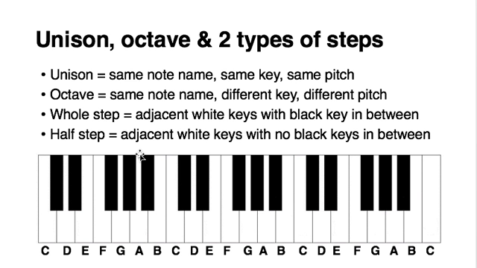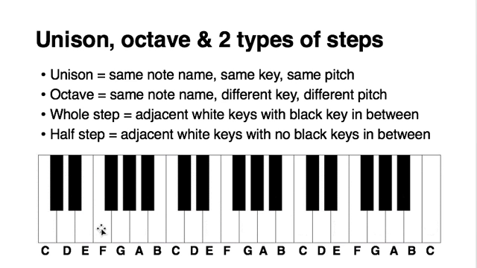Notice also how some of these steps between white keys have a black key in between, like C and D or D and E, and some steps do not have a black key in between them, like E and F and B and C. Steps that have the black key in between them are called whole steps. So look at C and D. There's a black key in between them, so it's a whole step. Steps that do not have a black key in between are called half steps, like E and F.